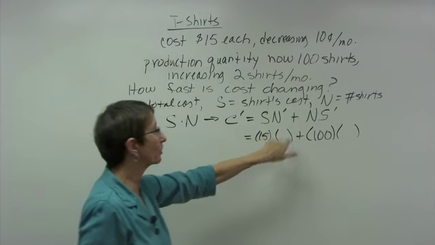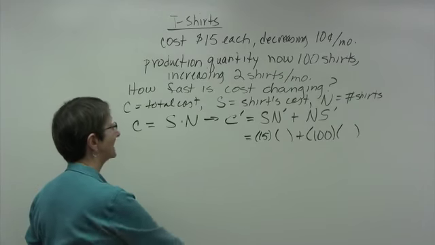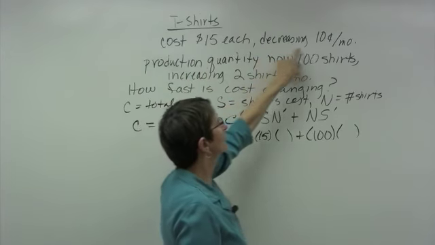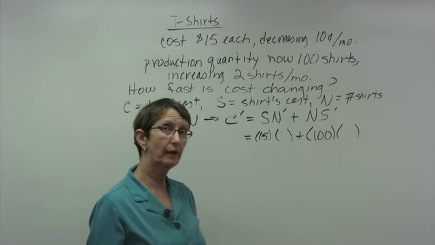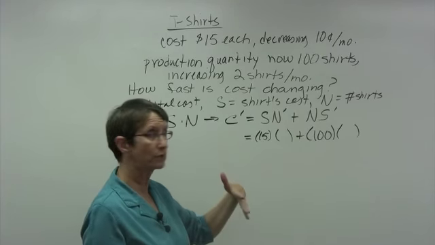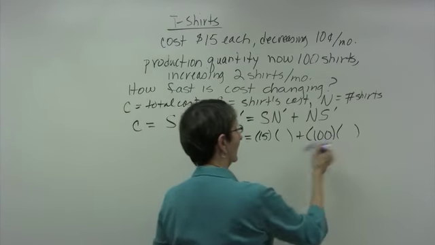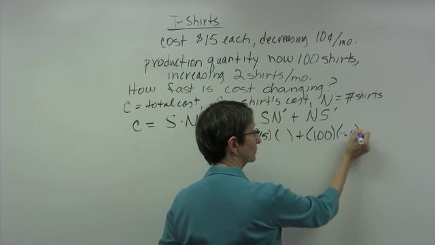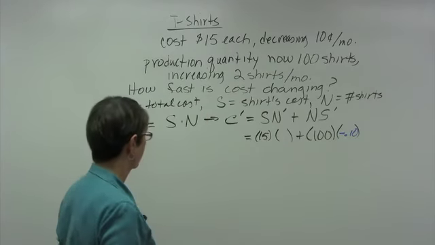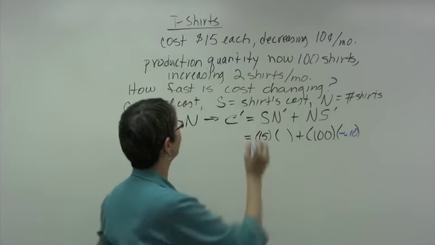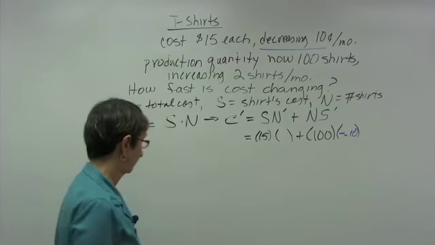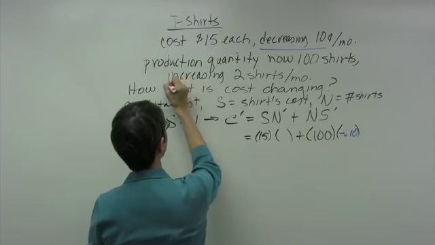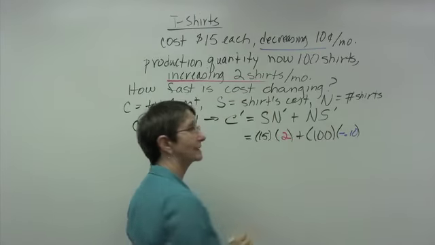I need something for N prime and something for S prime, but that's where those increasing and decreasing words come in. If cost is decreasing 10 cents a month, that is the rate of change of the cost of one shirt, which would be S prime. And it says it is decreasing 10 cents, we'll use the decimal since 15 is in dollars. Negative 0.10 means it is decreasing 10 cents a month. N, the number of shirts, it said N is increasing 2 shirts a month. N prime is equal to 2.